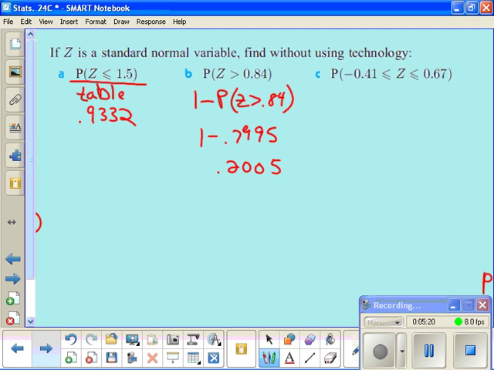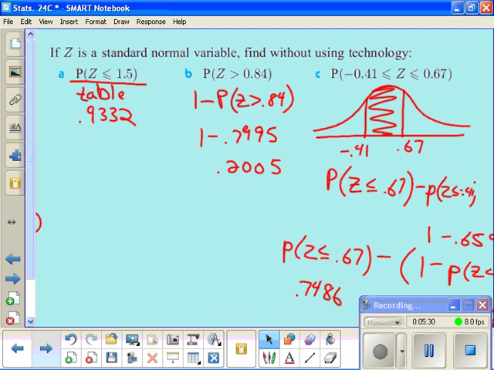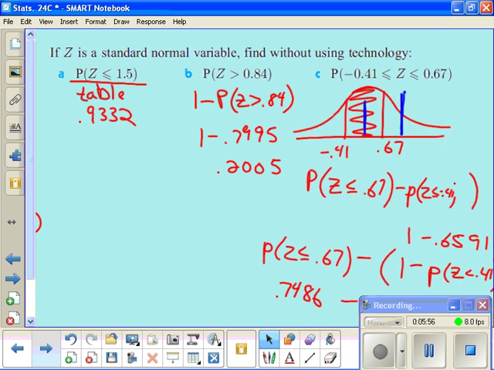All right, then lastly, the probability of negative 0.41 is less than z is less than 0.67. What would I need to do for this one? I'm not going to do all the calculations, but I'm looking for a distribution from negative 0.41 to 0.67. So really what I have to do is take the upper limit minus the lower one. So the probability that z is less than 0.67, minus the probability that z is less than negative 0.41. This over a little bit further.